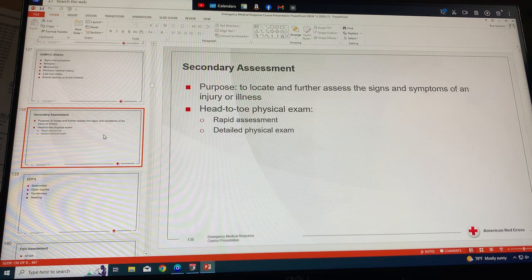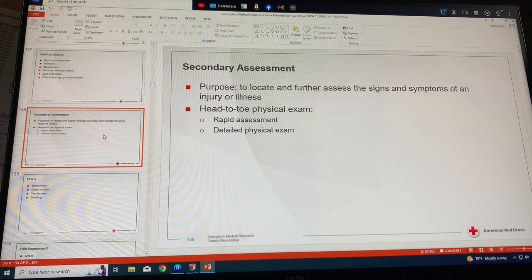Okay, next slide is the secondary assessment. The purpose of the secondary assessment is to locate and further assess the signs and symptoms of an injury or illness. The secondary assessment consists of a head-to-toe physical exam. It may only consist of a rapid trauma assessment or rapid medical assessment, or it may also include a detailed physical exam at a later stage.